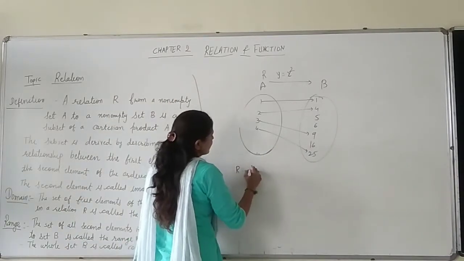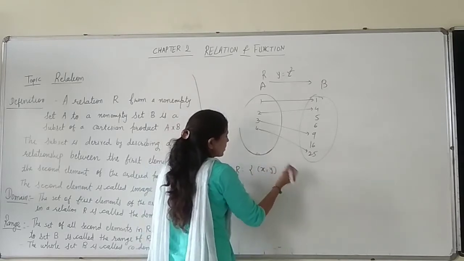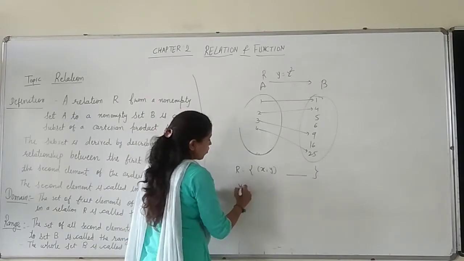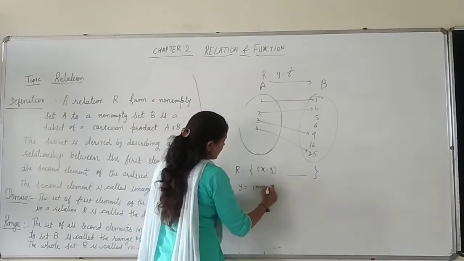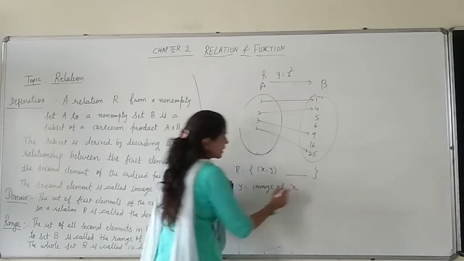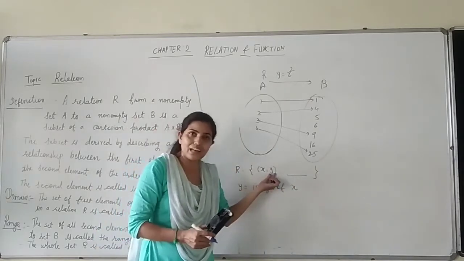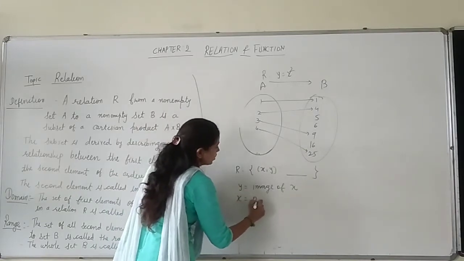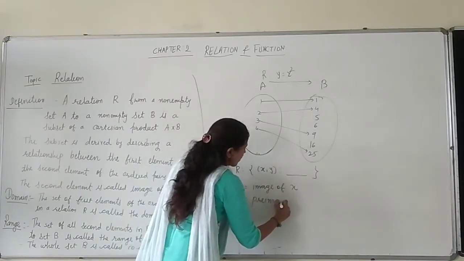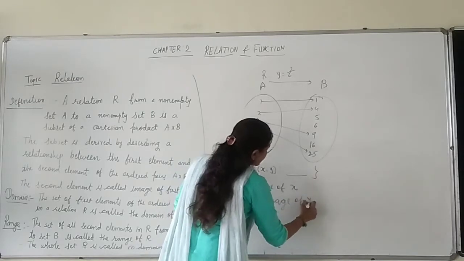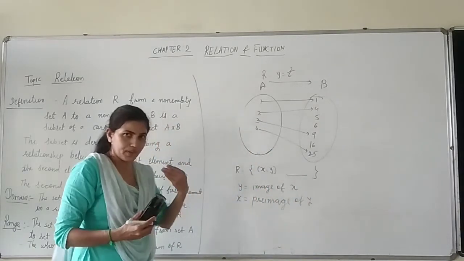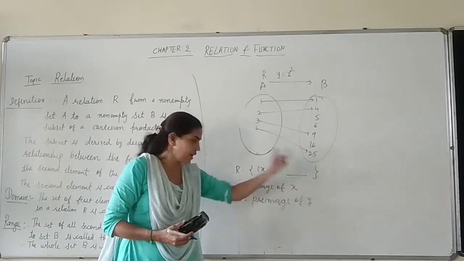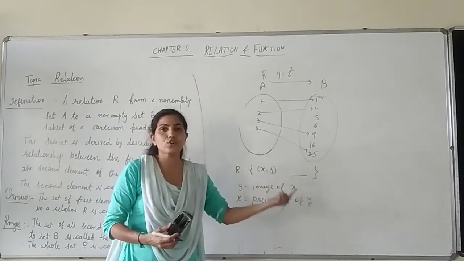Suppose R is defined from X to Y with some relation. Okay, I know that the relation. Then here Y is called image of X. Whatever Y will be, the second element is the image of the first element and X is called the pre-image of Y. Okay, so remember students, Y is the image of X and X is the pre-image of Y.